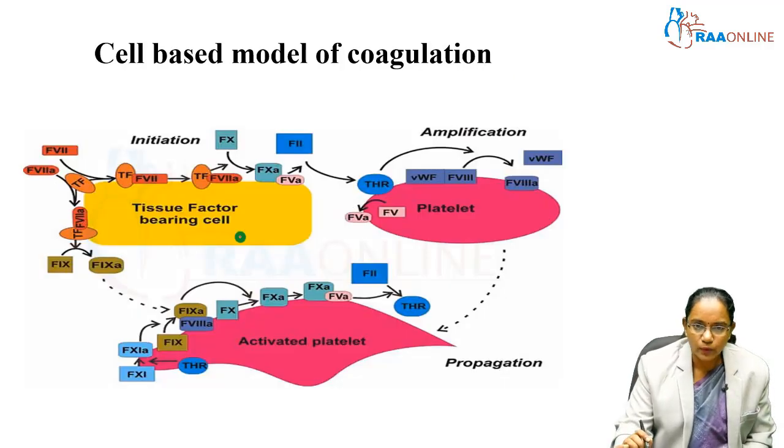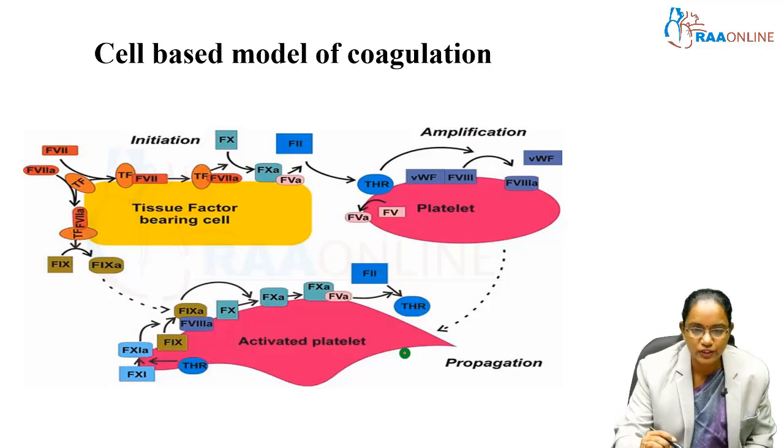So, this is a cell-based model of coagulation where the platelet plug is formed. The first process is the initiation, where the tissue is affected, and then there is an amplification, and then there is the propagation. Propagation is the platelet plug formation, and after the platelet plug formation, the coagulation factors come into play and a stable clot is formed. So, this is the basic cell model of coagulation, and we disrupt at this phase to provide anticoagulation to the patients.